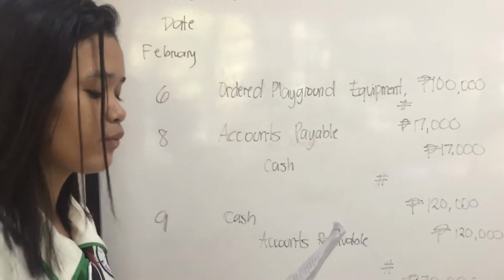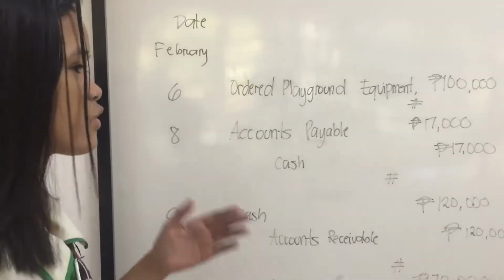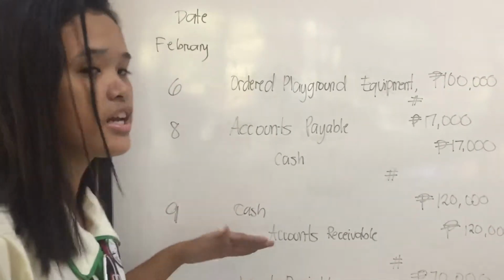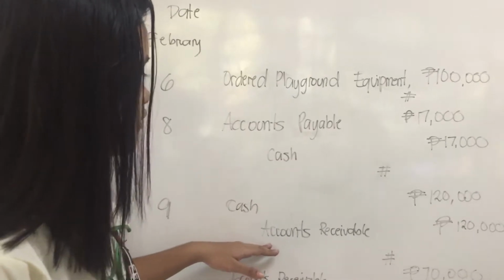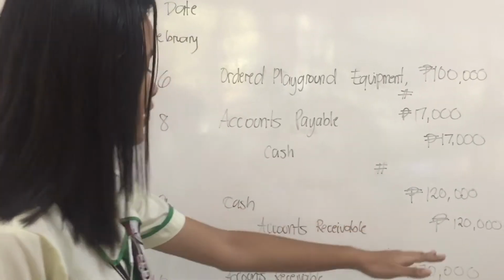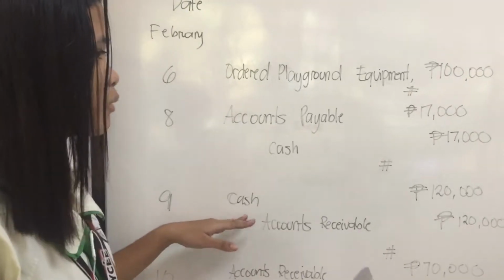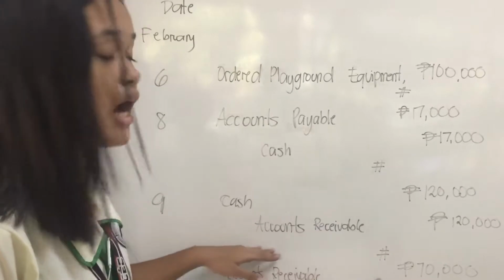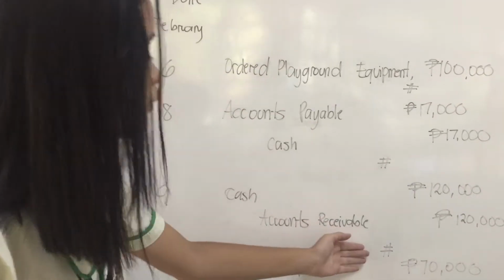February 9, collected from customers on account of 120,000 pesos. So what is your debit? Cash, because you received cash from your customers who had a debt. So your credit is accounts receivable of 120,000 pesos. The normal balance of accounts receivable is debit. So meaning, when it is a debit, it increases. So if it is on the credit side, your accounts receivable decreases. So, don't forget to put a hashtag.